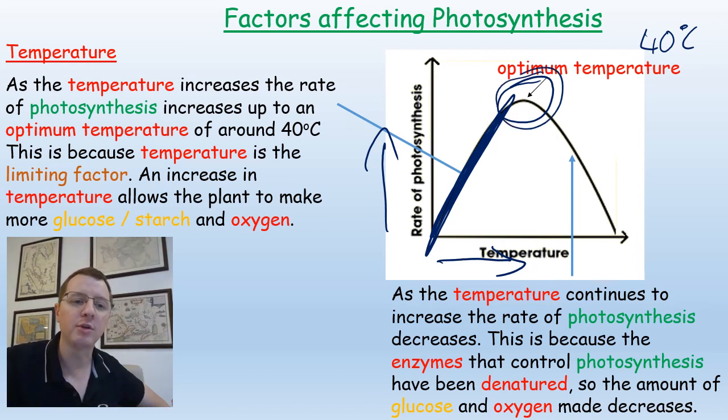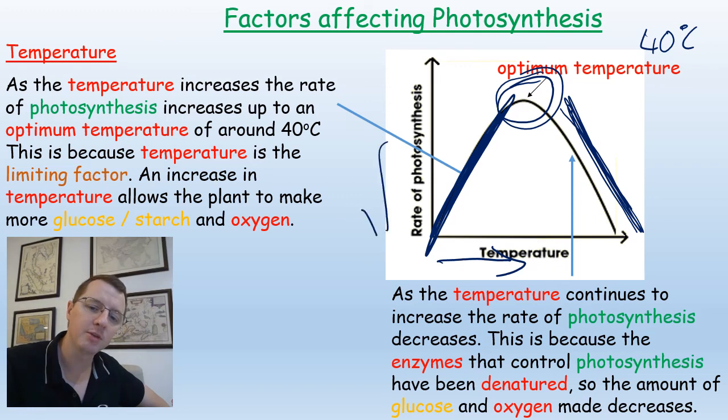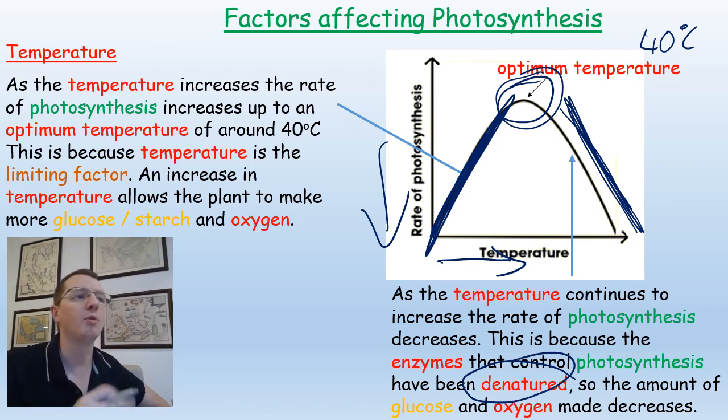However, after about 40 degrees C, this is no longer true. And that's because after 40 degrees C, as the temperature continues to increase, the rate of photosynthesis actually begins to decrease. And this is because all the enzymes that are present on a chlorophyll molecule that control photosynthesis have become denatured. So the carbon dioxide and the water can no longer be combined to make the glucose and oxygen. Therefore, the rate of reaction decreases massively.